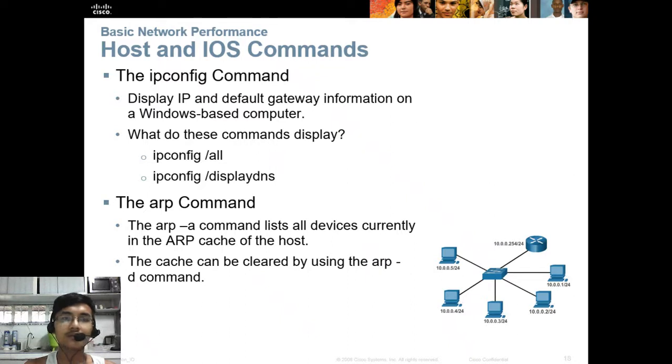Host and IOS commands. The ipconfig command displays IP and default gateway information on a Windows-based computer. What do these commands display? ipconfig /all and ipconfig /displaydns. The ipconfig /all shows the IP configuration for all interfaces, while ipconfig /displaydns shows all the DNS addresses. The arp -a command lists all devices currently in the ARP cache of the host. The cache can be cleared using the arp -d command.